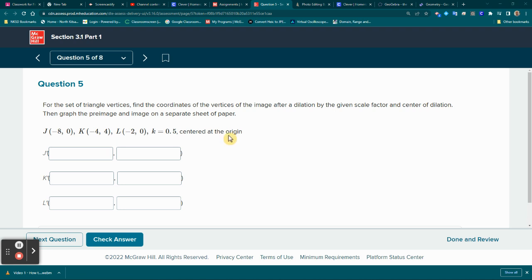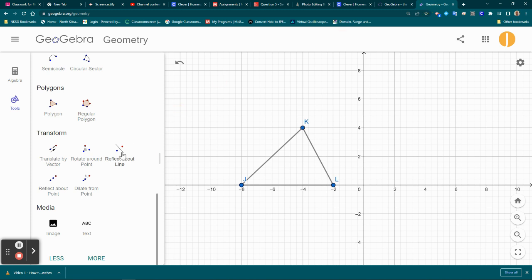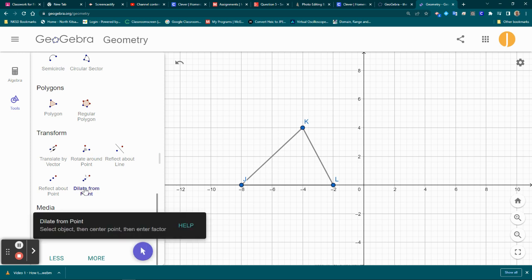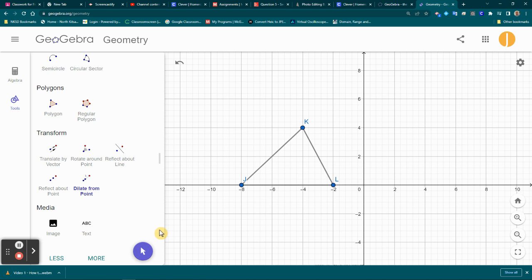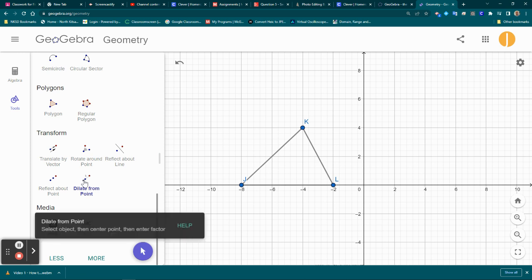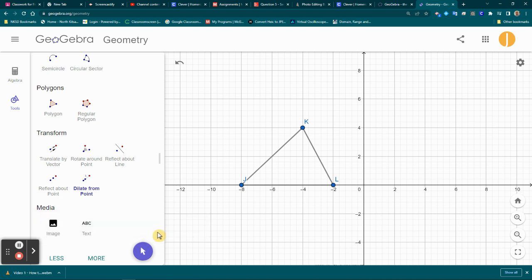So I'm going to go over here to my GeoGebra, and I'm going to click on not reflect, not rotate, but dilate. And it says select object, then center point, then enter factor. That factor thing, let me click on it again because if it goes too fast, we can't read it. So it says dilate from a point. Select object, then center, then enter factor. They mean scale factor. They leave off the word scale. That's probably not important.